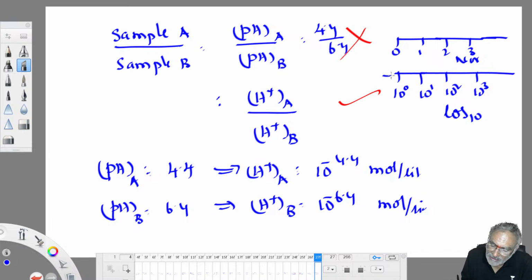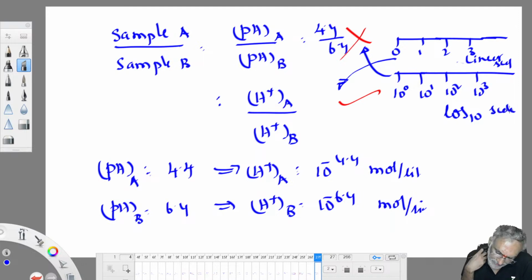This value is in the logarithmic scale, so that should be converted into linear scale like this. Then you can compare how many times it is more. This value is in terms of logarithmic scale. This is all in terms of linear scale. Linear scale means normal scale. This is log scale. Okay?